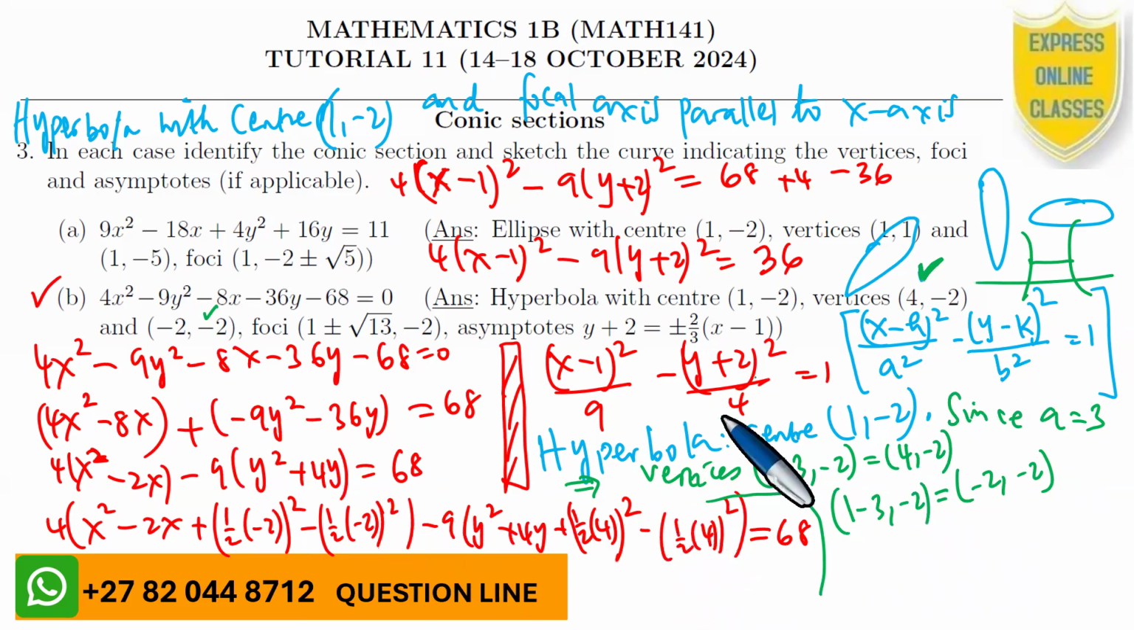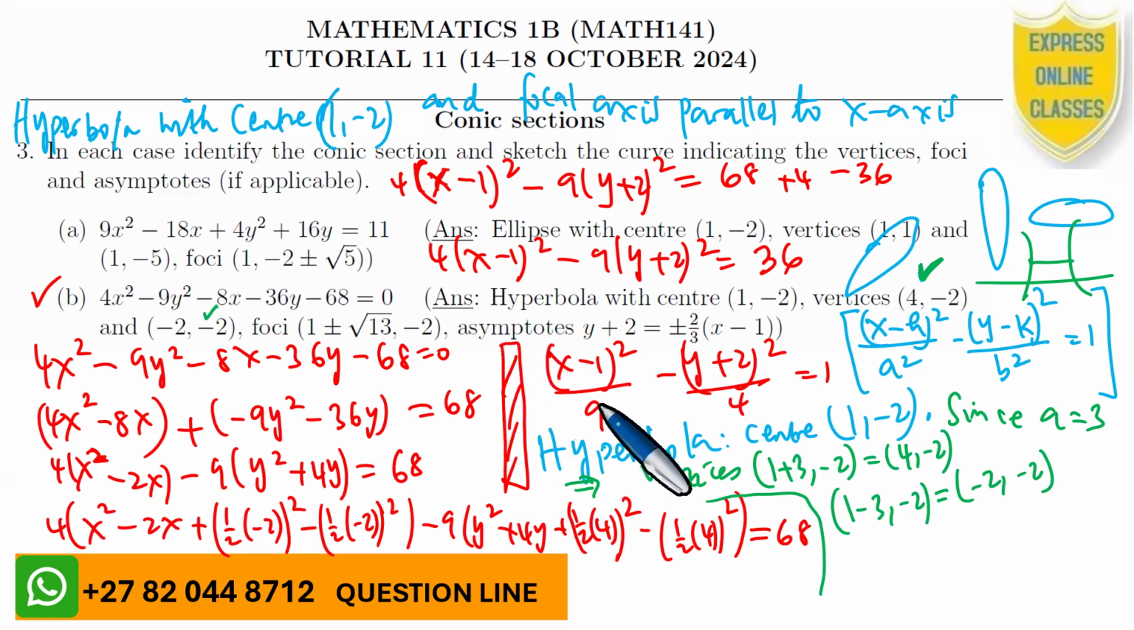How do we find the vertices? We find them from the center using A. What is A? How do we know which one is A here? The A is actually what is associated with the positive. Right, so this is very, very important for us.